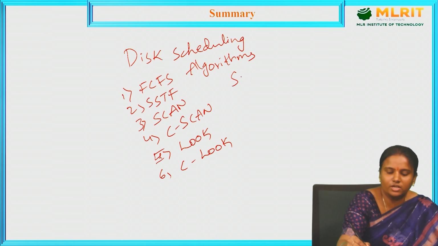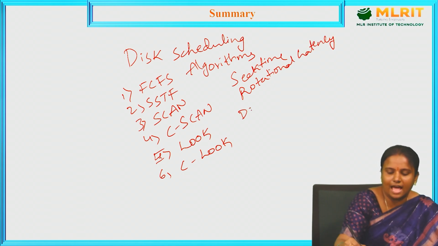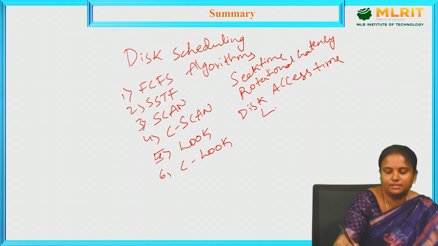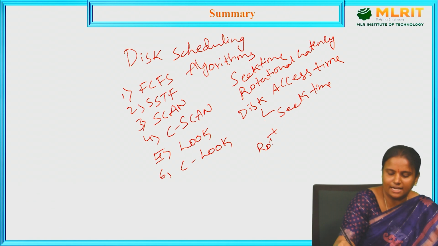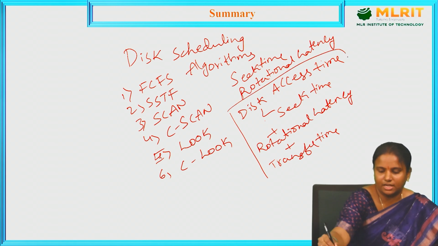So next we need to calculate the seek time, key concepts, rotational latency, and disk access time. Disk access time is nothing but all the 3: seek time plus rotational latency plus transfer time. This is how we calculate the disk access time.